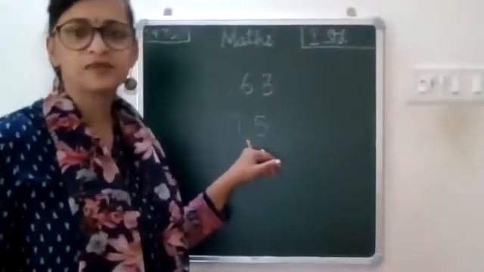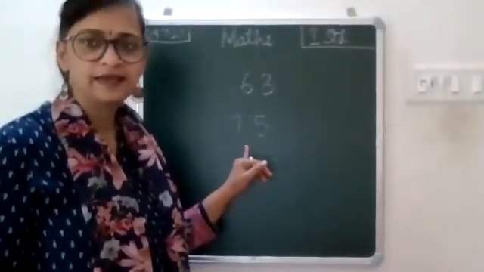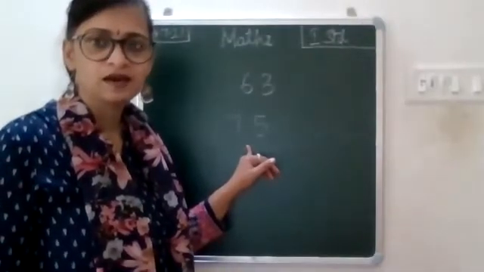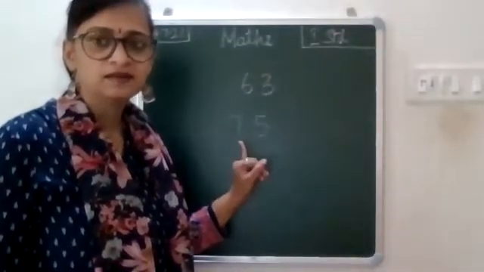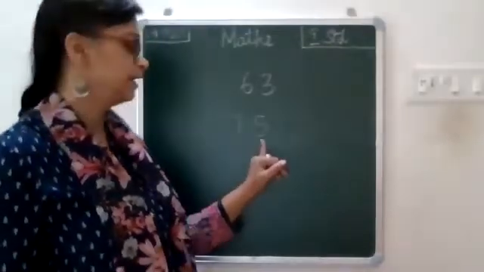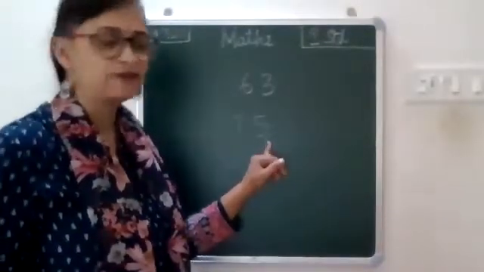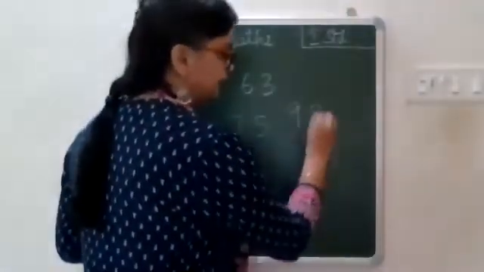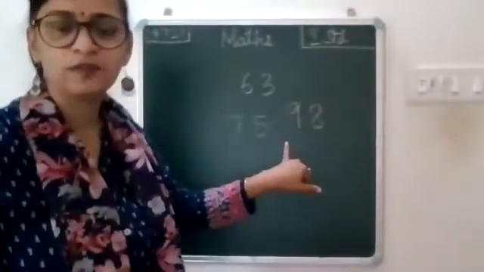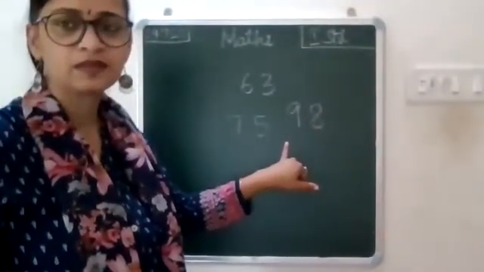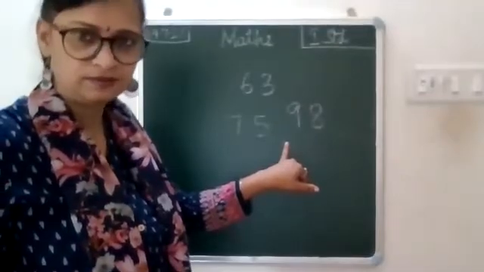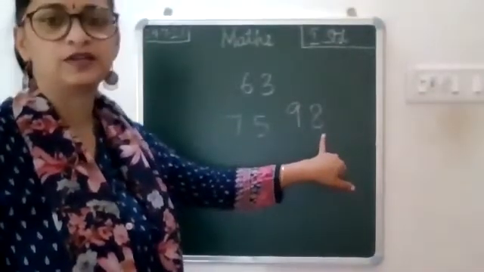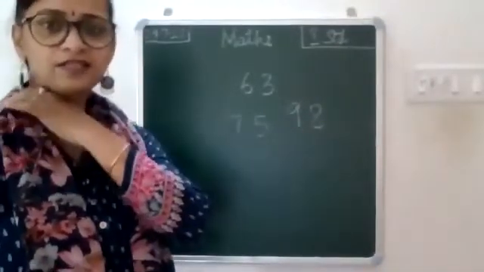Okay, now in the number 75, how many tens are there? There are 7. Very good. 7 tens and 5 ones. In 98, how many tens are there? 9. Very good. 9 tens and 8 ones.